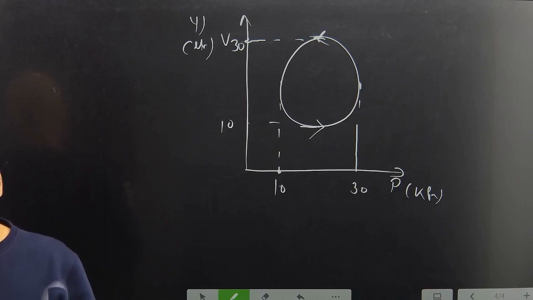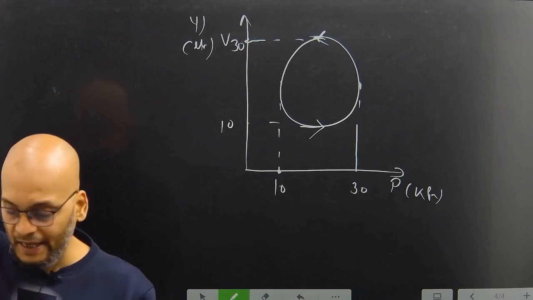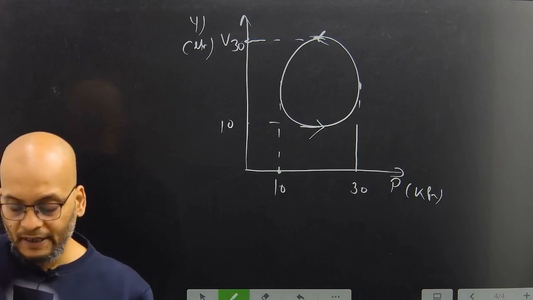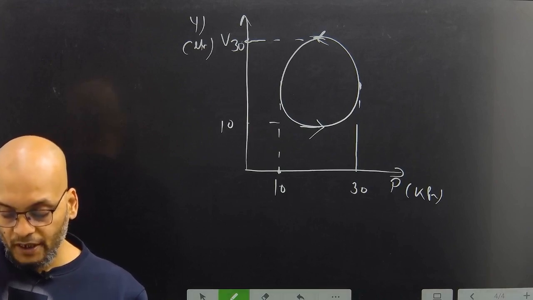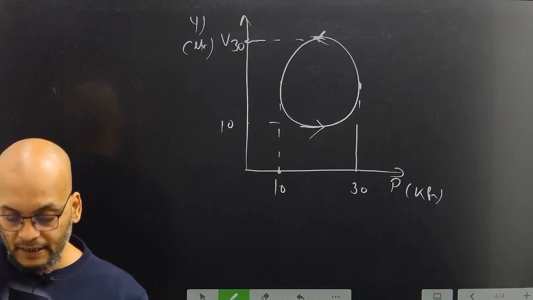Fine. So work done, heat energy absorbed, they are asking internal energy. How much will the work done be? Pay attention. Work done is P into delta V. We found the difference, P delta V, with delta V being 20.